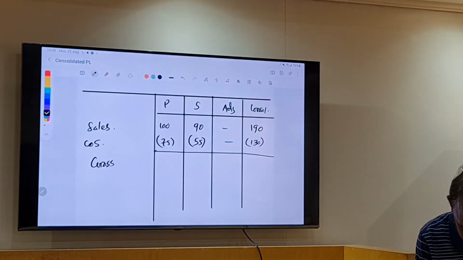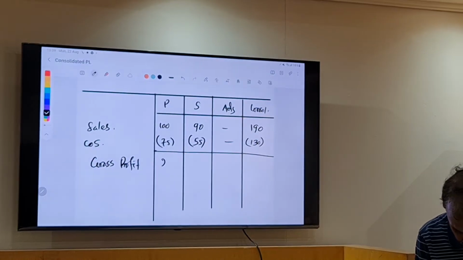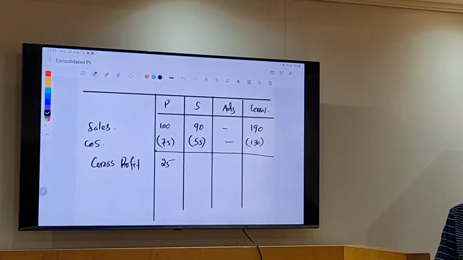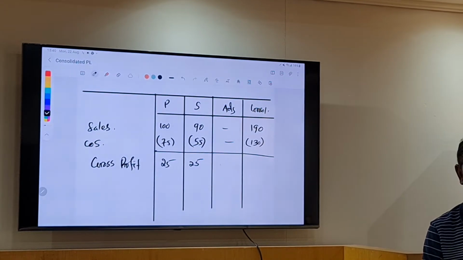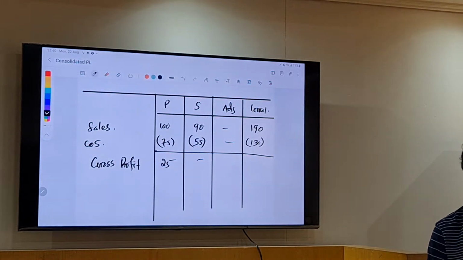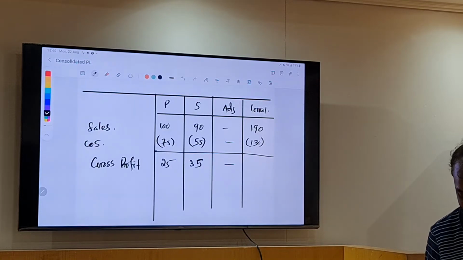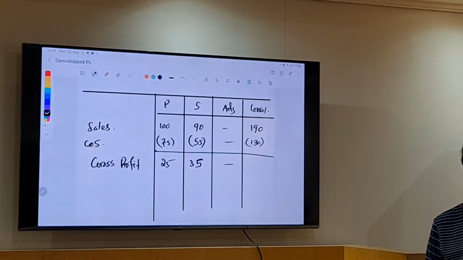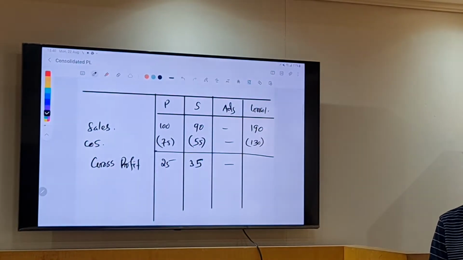Gross profit. This is 25, so 155. This is also 25, no? Correct? 90 minus 55, how much? 35. So now? 65. Yes. Next line.